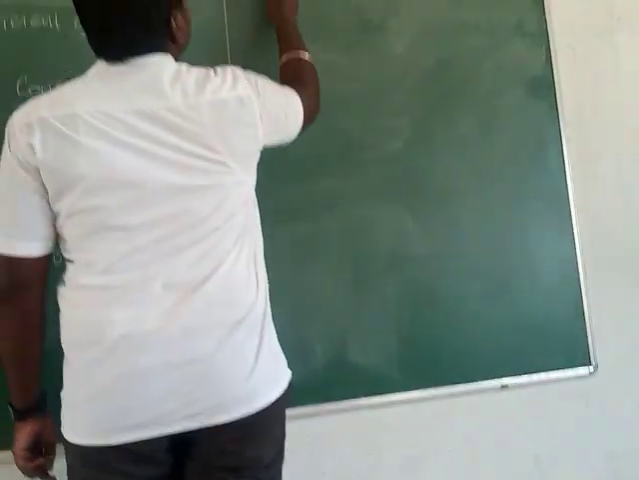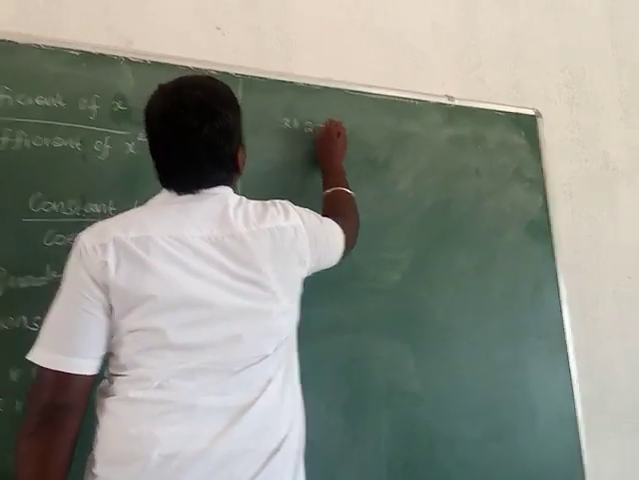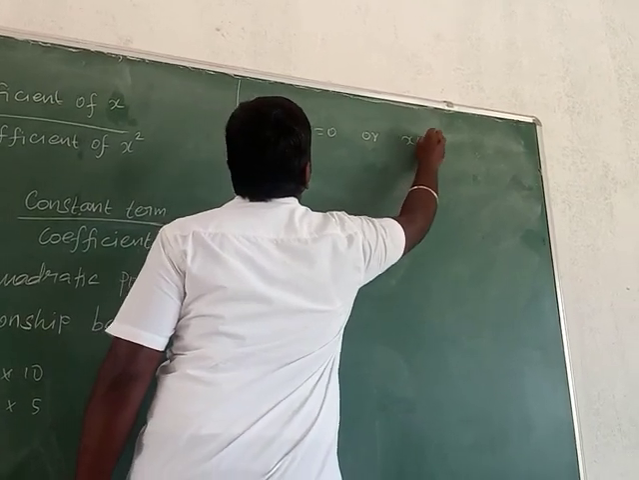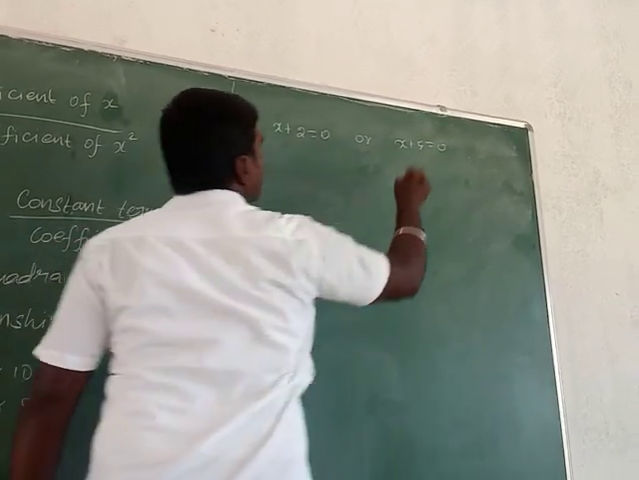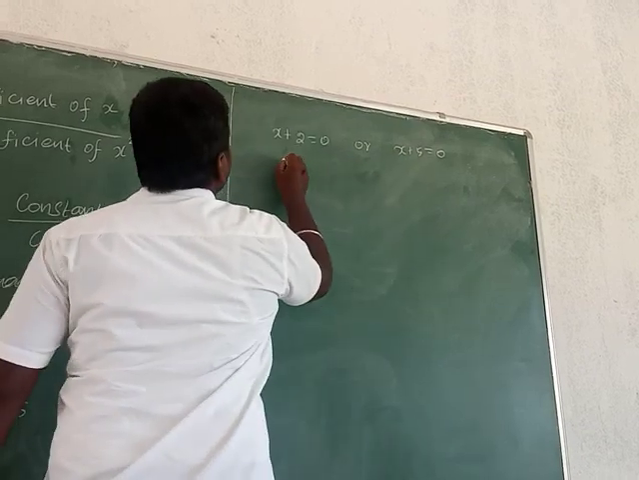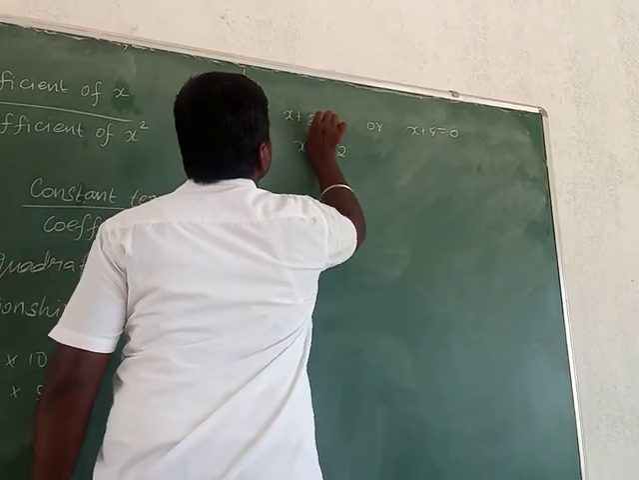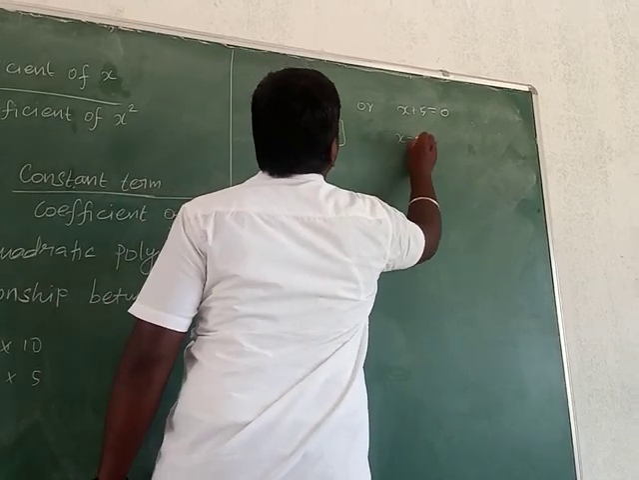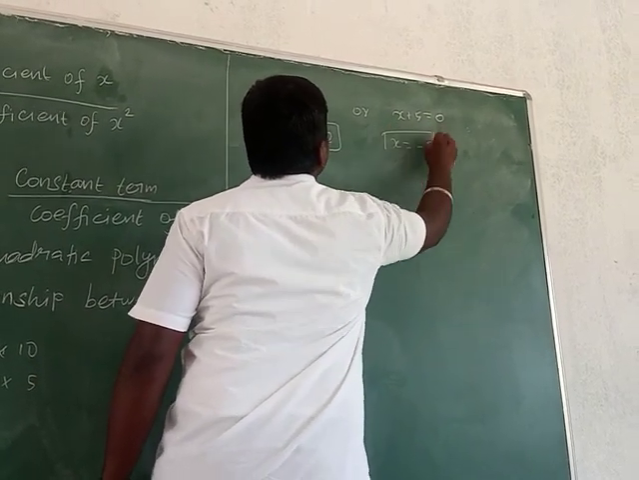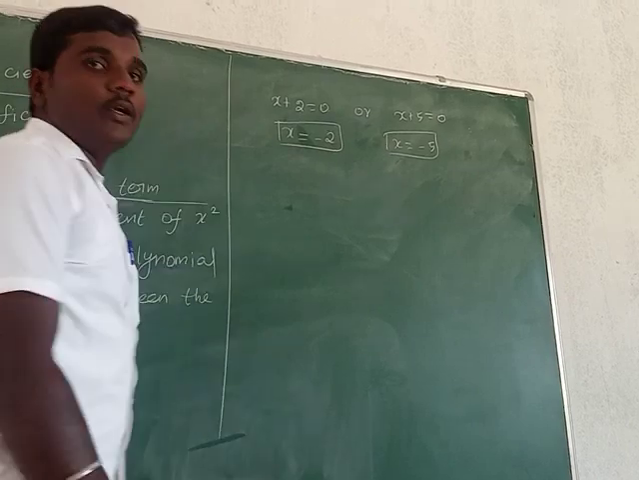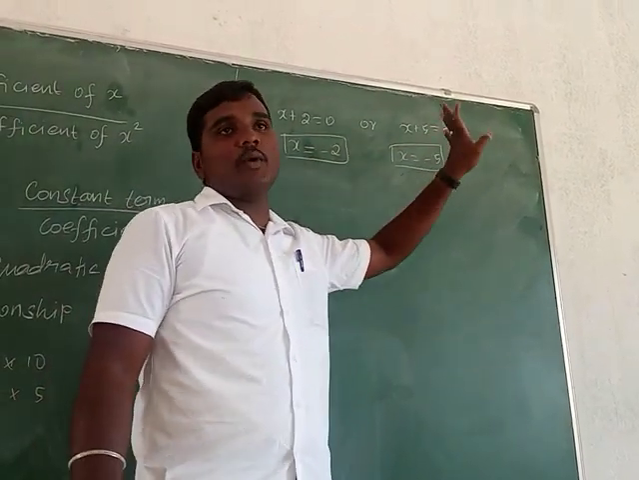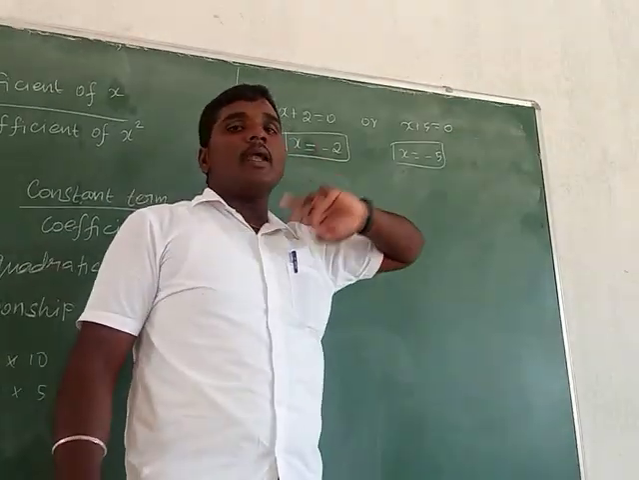So x plus 2 equal to 0 or x plus 5 is equal to 0. If x is equal to minus 2, it is one zero, and x is equal to minus 5 is another zero. Minus 2, minus 5. Now two zeros are there: alpha is minus 2, beta is minus 5.